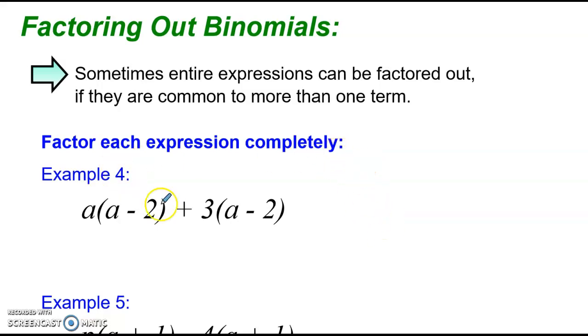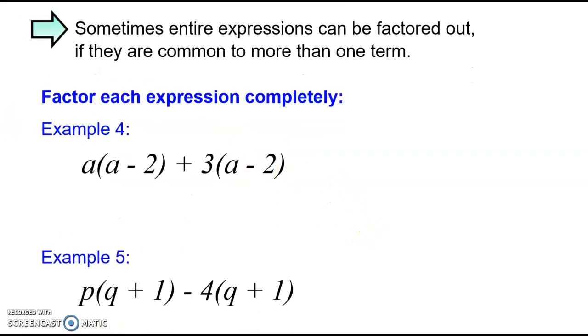So we're going to look at this example 4 here. It demonstrates this pretty well. It says to factor this expression: I have a times (a minus 2) plus 3 times (a minus 2). Now, it doesn't help to try and distribute these, right? Because if I distribute these, I'm going to get a squared, 3a, and then we're trying to factor. So don't do any multiplying, because multiplying is the opposite of factoring.